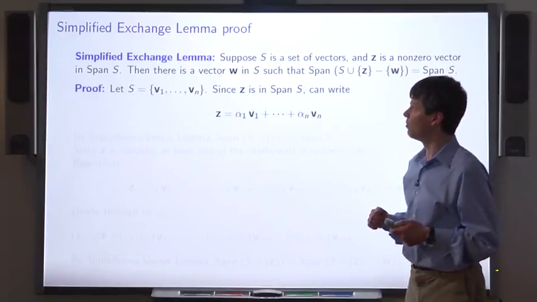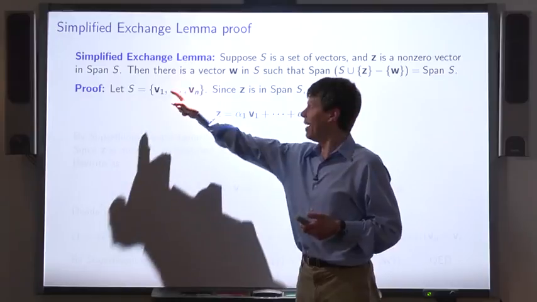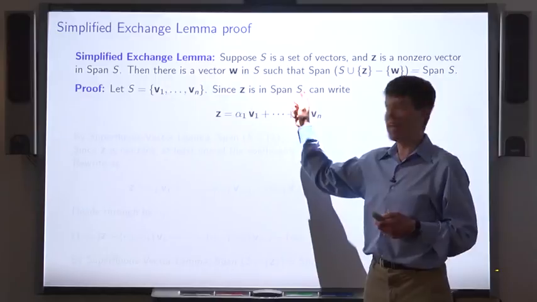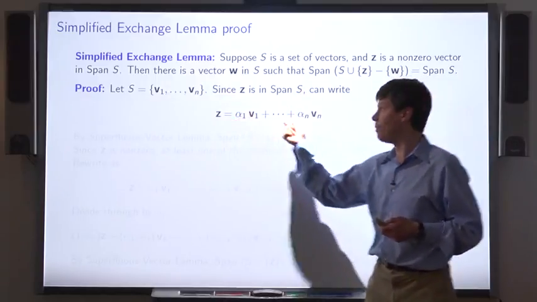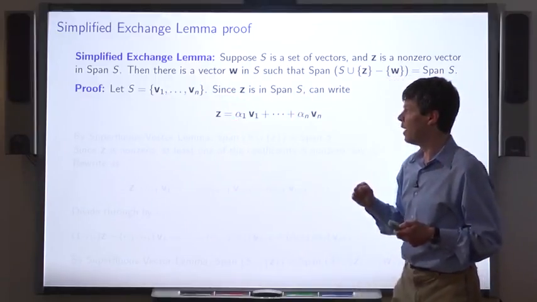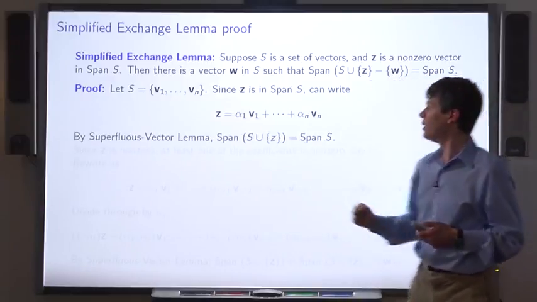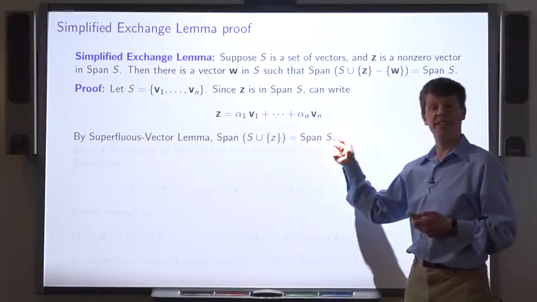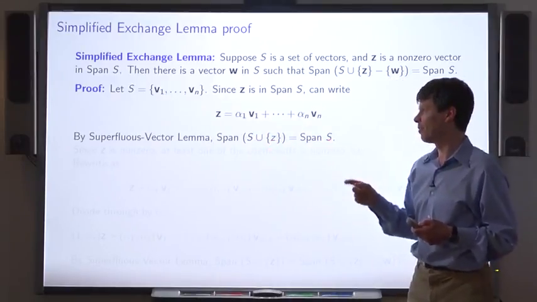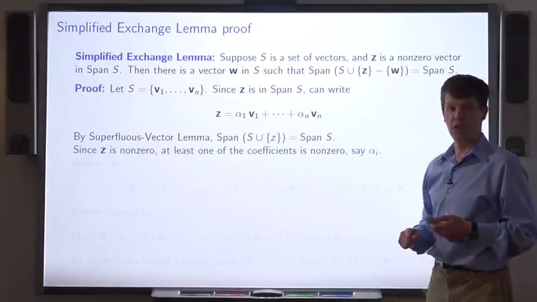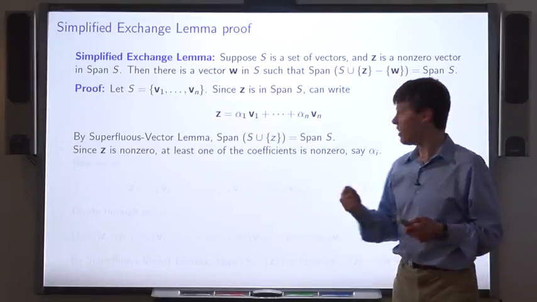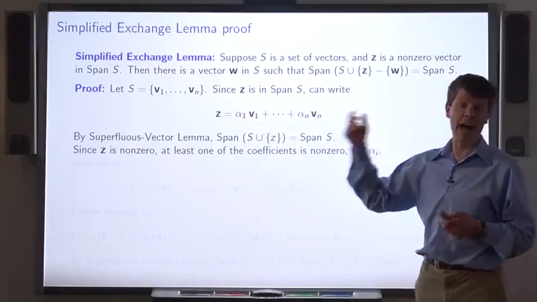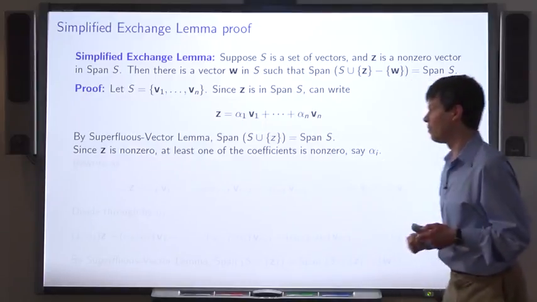Here's how the proof goes. We write S as the set consisting of V1 through Vn. Now, since Z is in the span of this set S, we can write Z as a linear combination of the vectors in S. By the superfluous vector lemma, the span of the set with Z is the same as the span of the set without Z. Now, since Z is non-zero, at least one of the coefficients in this representation is also non-zero. Say it's alpha i, the coefficient of Vi.